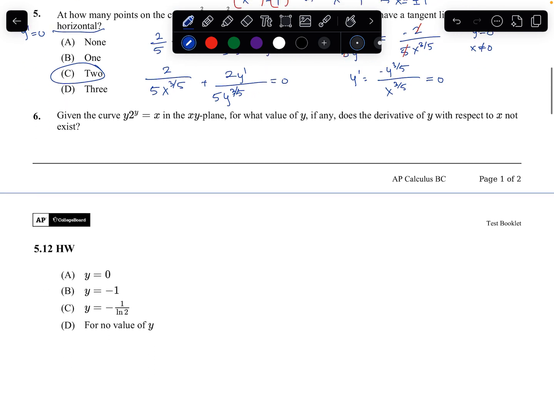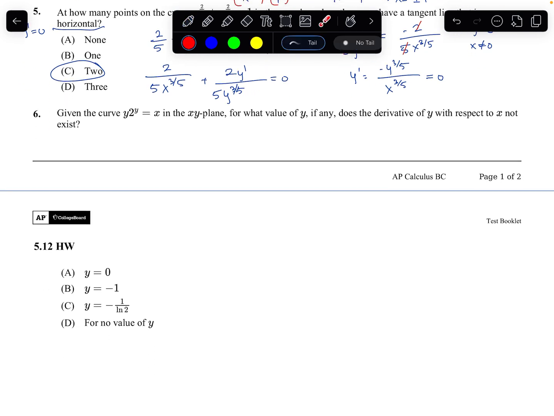Okay. For 6, given this curve right here in the xy plane, for what value of y, if any, does the derivative of y with respect to x not exist? So let's take the derivative here. We're going to need the product rule. We're also going to need exponentials, if you guys don't remember those.